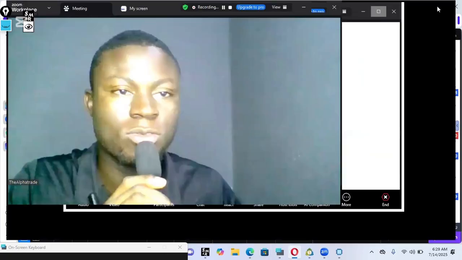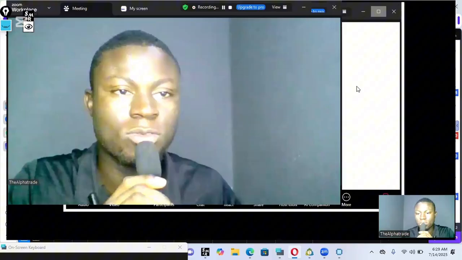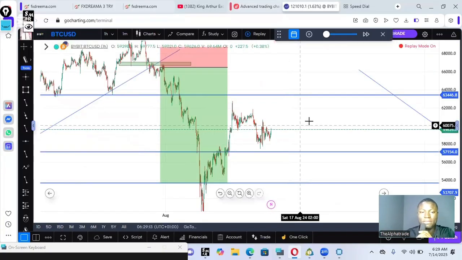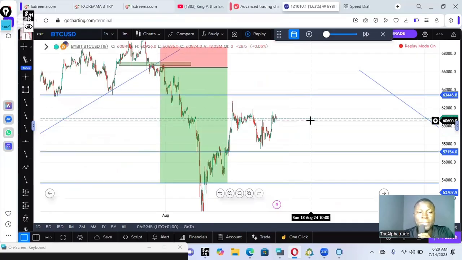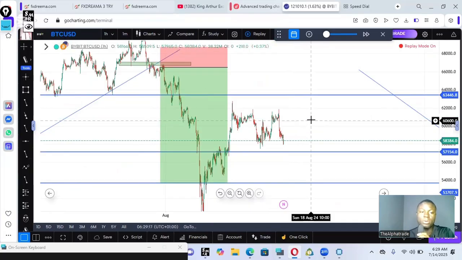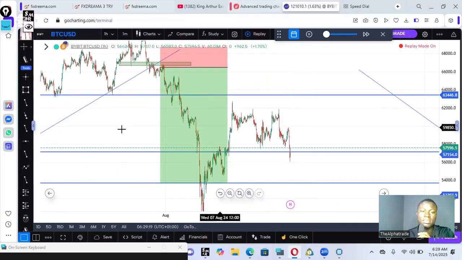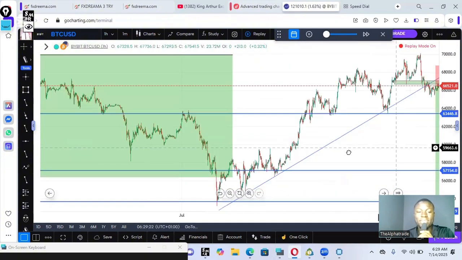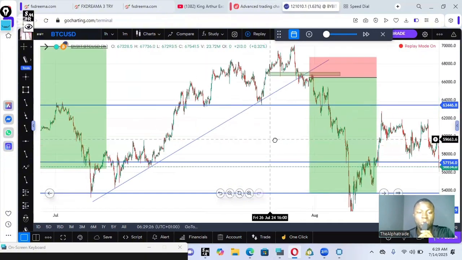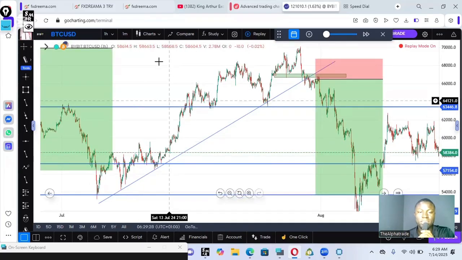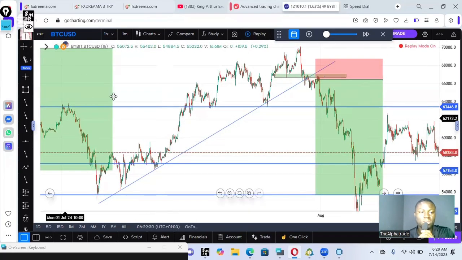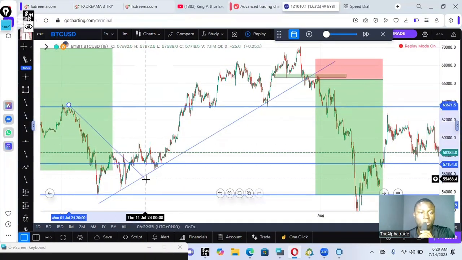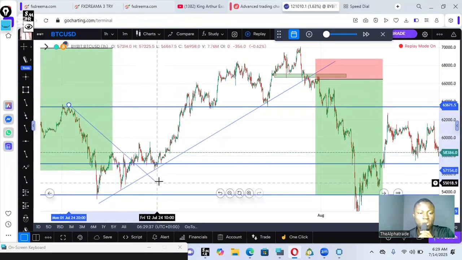All right, so this is just it. More examples. I've shown you both bullish and bearish examples. Let's just go and backtest this strategy and see how it works. Basically, it works most of the times. Just do your homework well, and you see it working.